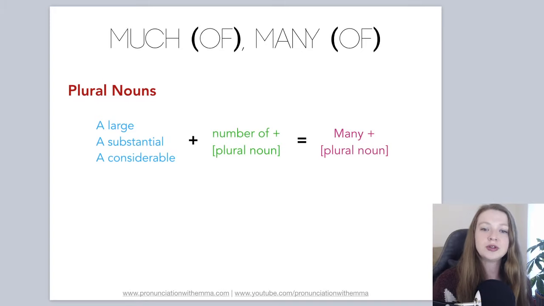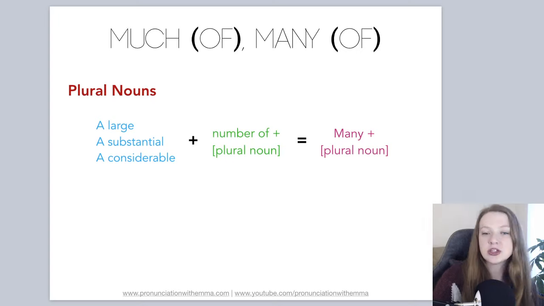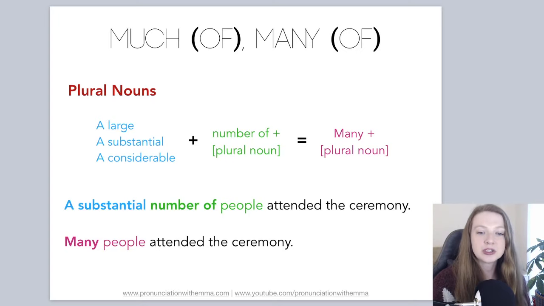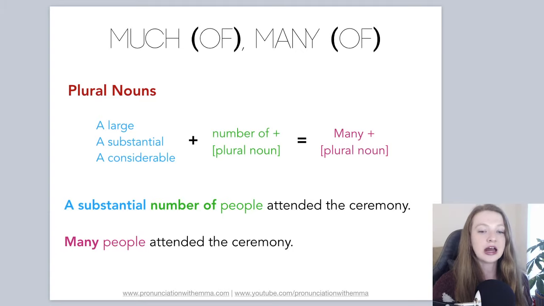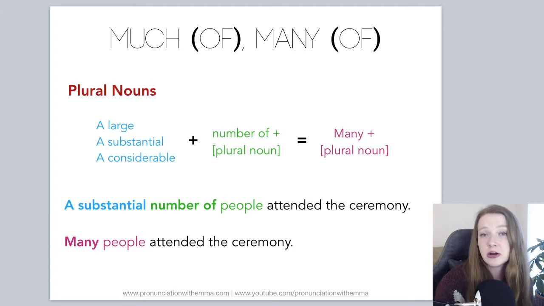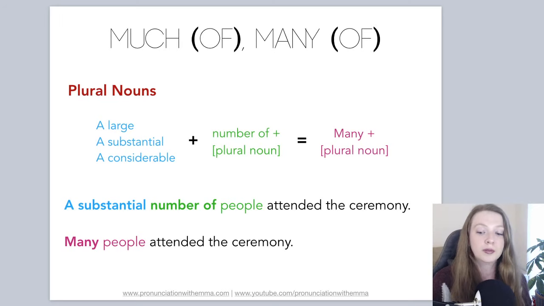If we want to use many, we can say a large, a substantial, a considerable number of, and then a plural noun, okay? Or we can just say many. For example, a substantial number of people attended the ceremony, or many people attended the ceremony. Now, of course, you could just say lots of people attended the ceremony, or a lot of people attended the ceremony. You could do that. But by using many people attended the ceremony, it sounds a bit more formal, more academic.